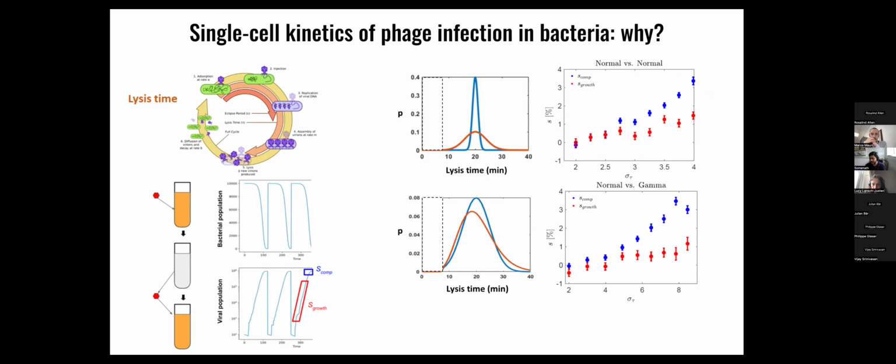So it kind of motivated us to investigate that. It seems that noise in these processes is going to have an impact on population dynamics and possibly can be selected for in evolution. So how can we quantify that?